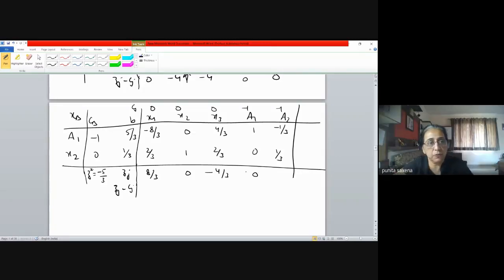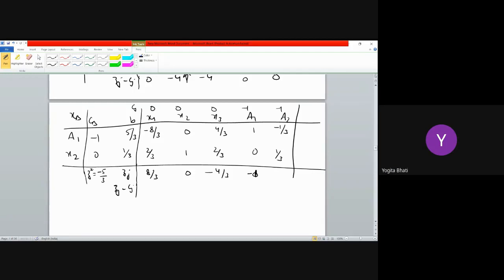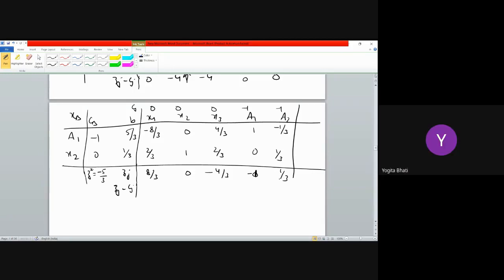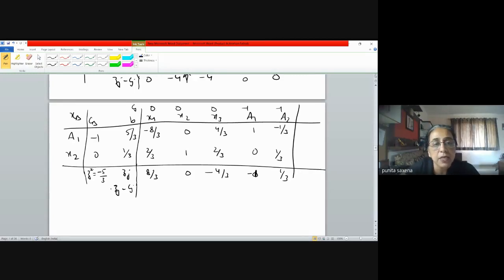Sorry, this won't be 0. This will be minus 1. You know? Minus 1, minus 1 and 1, plus 1 by 3, 1 by 3. Right. So Zj minus Cj's are now 8 by 3, 0, minus 4 by 3, 0, and 1 by 3.